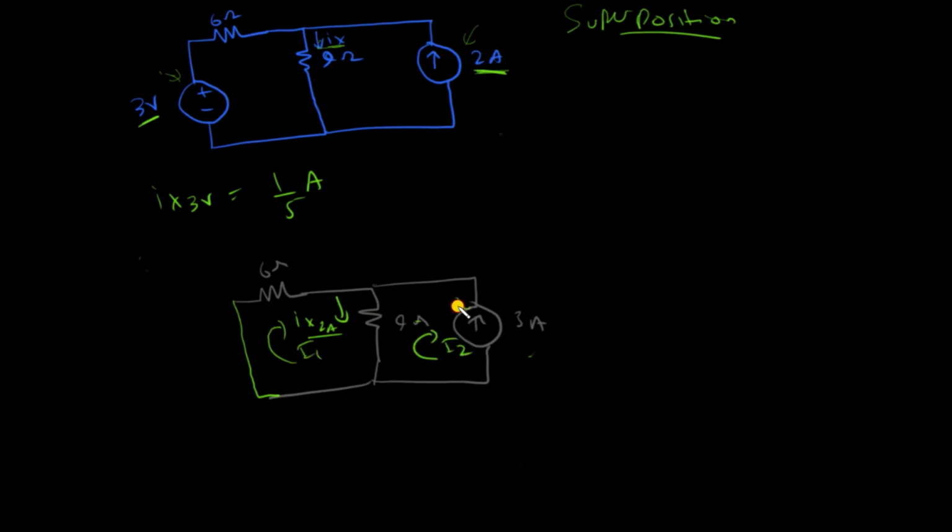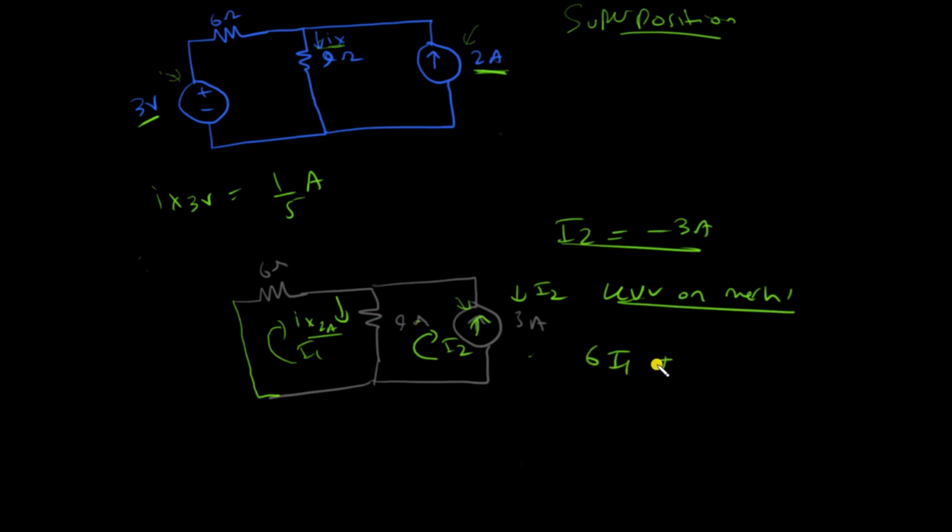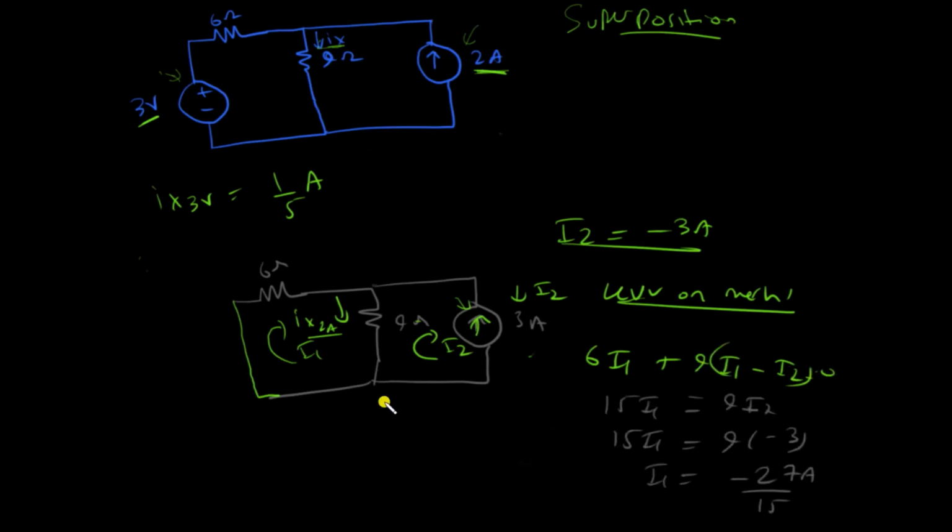And clearly there is a current source on the periphery, so I2 is equal to minus 3 amps because this is in the opposite direction of I2. And then I can apply a KVL on mesh 1, and 6I1 plus 9(I1 minus I2) is equal to 0. And now I'll just solve this, and I get a value of I1 which is minus 27 by 15, and clearly Ix 2 amps is equal to I1 minus I2.